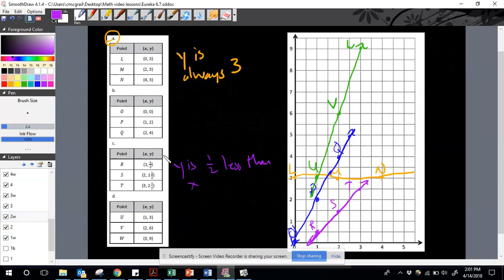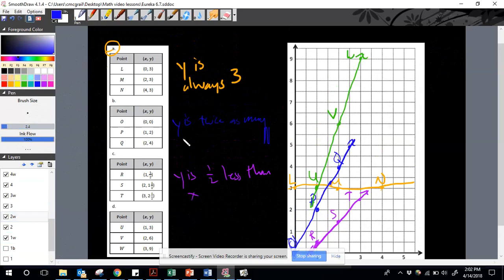The next rule that we're going to look at is y is x times 2, or y is twice as much as x. And I look, y is more, but here 3 is not twice as much. So I'll look here, 2 is twice as much as 1, 4 is twice as much as 2. And yeah, 0 times 2 is 0. So this actually does match. So that is line OPQ. So I'll go to blue, and I will write y is twice as much as x.